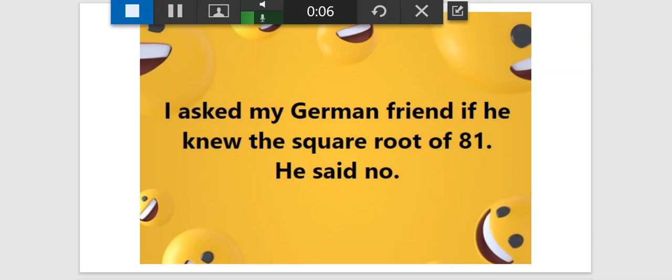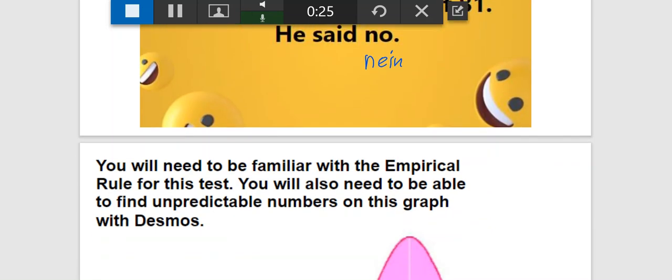This is actually funnier if you knew German, because the square root of 81 is 9, but the German word for no is 9. So yeah, there's humor there somewhere.